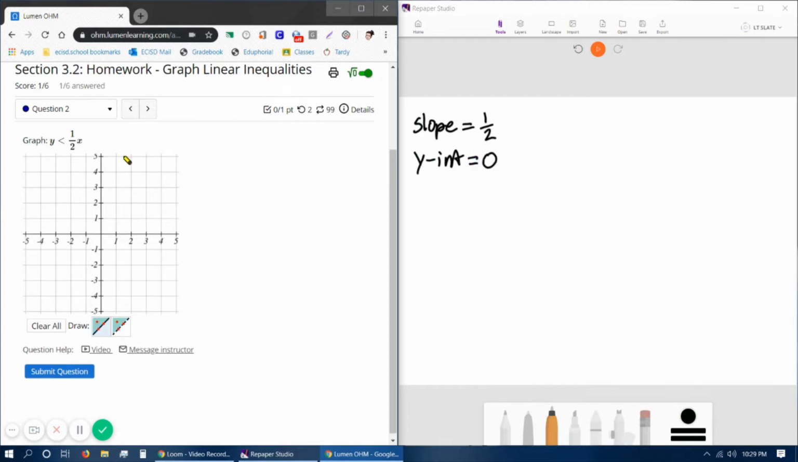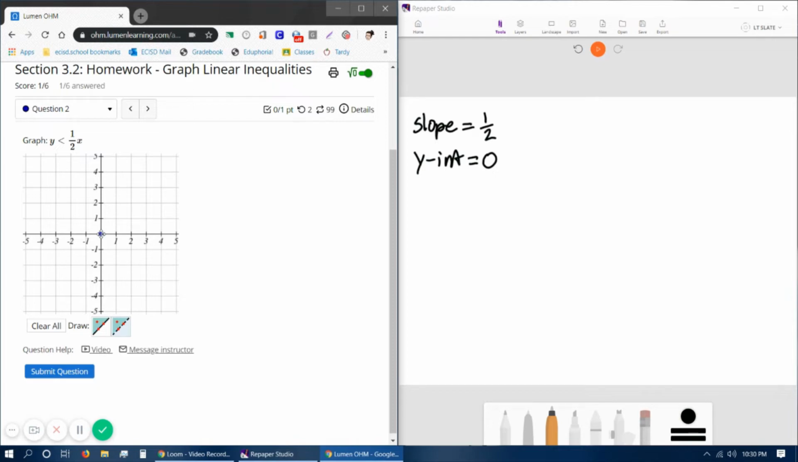Now I need to figure out whether I need a solid or dotted line. Since there isn't a line under my inequality symbol, that means it is not equal and I need to use a dotted line. If you have a line under your inequality symbol, then you need to use a solid line instead. I'll start by placing my first dot at the y-intercept. Since my y-intercept is 0, I need to place my dot at the center at the origin.